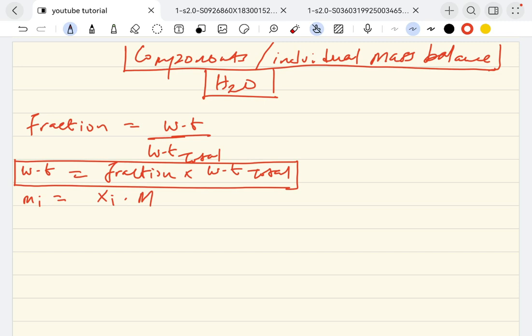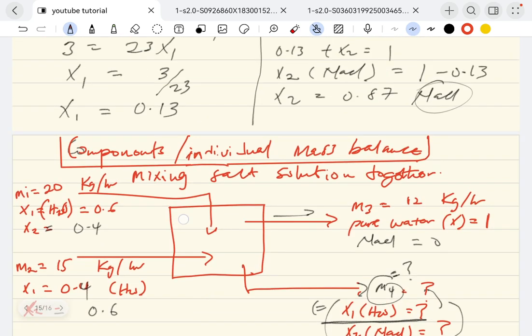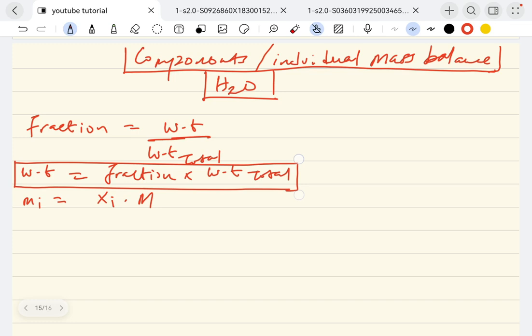Okay, so I'm continuing. This is part two of the component and individual mass balance. The idea of the component or individual mass balance comes from this concept. We are dealing with two things here: mass balance and the weight of an individual component. Because we are balancing the mass, we have to balance the mass of water. We will start with the water.